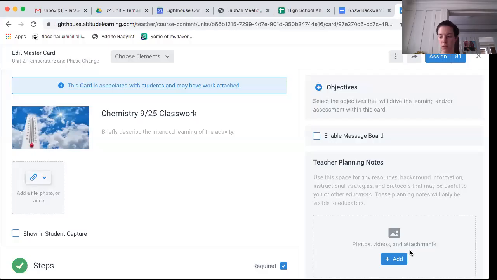So what I'm going to do right now is share my screen. That way we can all see the card I'm referring to. Boom, here we go. So I'm going to do a couple example problems from the Google Doc in the Chemistry 9/25 classwork assignment. You have a card for today.